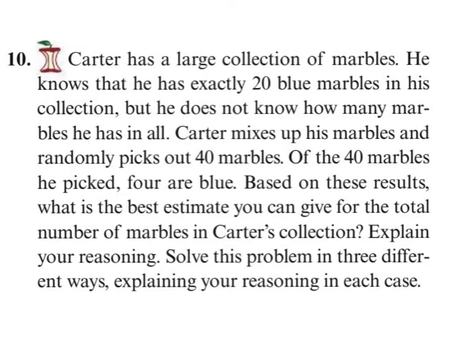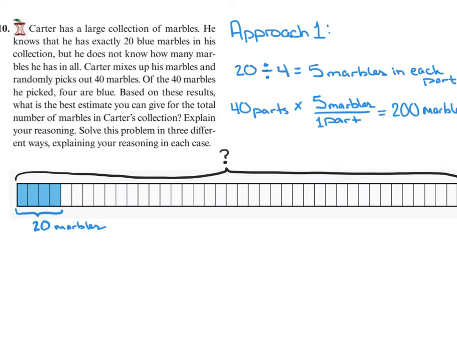Question number 10 is similar to number 7. Carter has a large collection of marbles. He knows that he has exactly 20 blue marbles in his collection, but he does not know how many marbles he has in all. Carter mixes up his marbles randomly and picks out 40 marbles. Of the 40 marbles he picked, 4 of those were blue. Based on these results, what is the best estimate you can give for the total number of marbles in Carter's collection? Explain your reasoning and solve in 3 different ways.